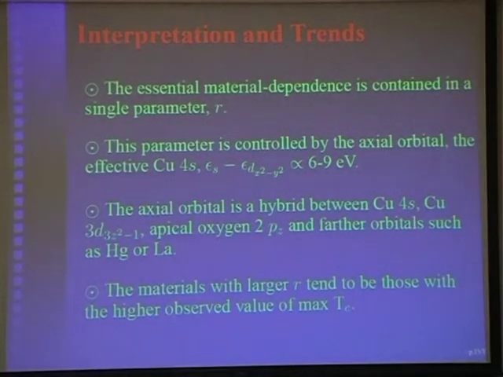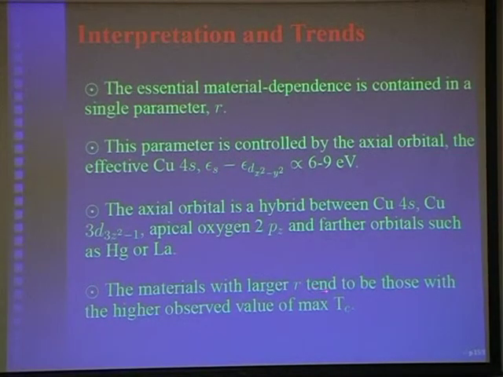So this is kind of the summary. The essential material dependence is contained in a single parameter R, and this is controlled by the energy level position of this effective copper S, which is like 6 to 9 eV depending on which compound you are talking about. And this is a hybrid between the various degrees of freedom which are basically out of plane.